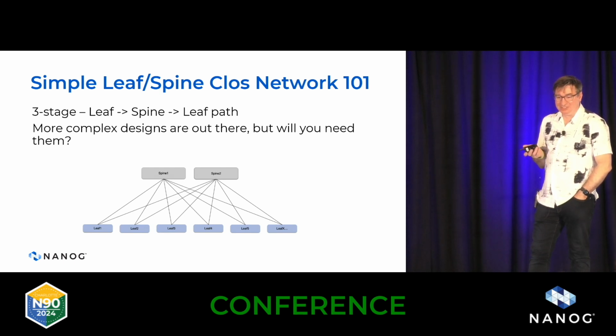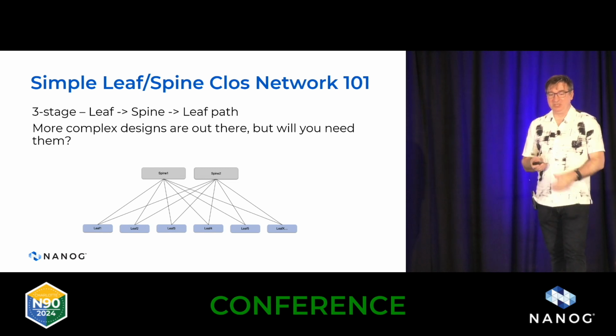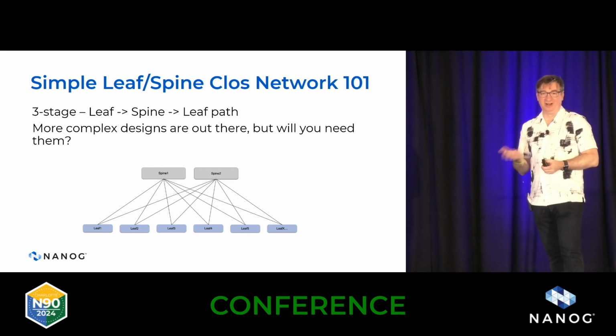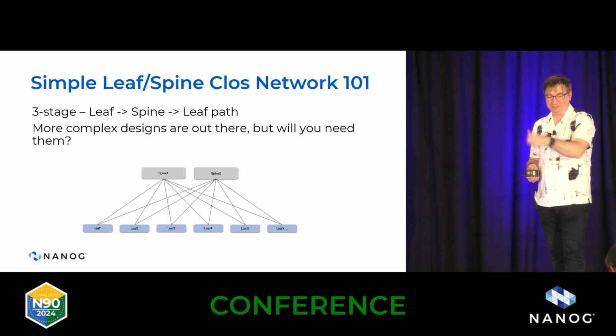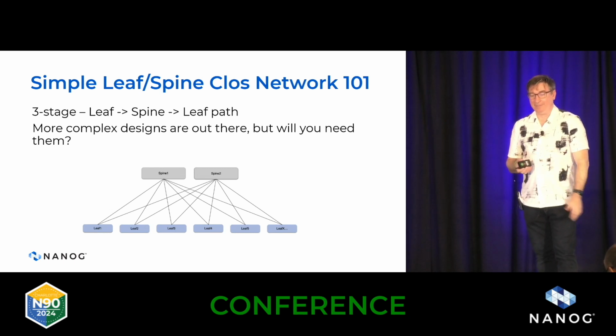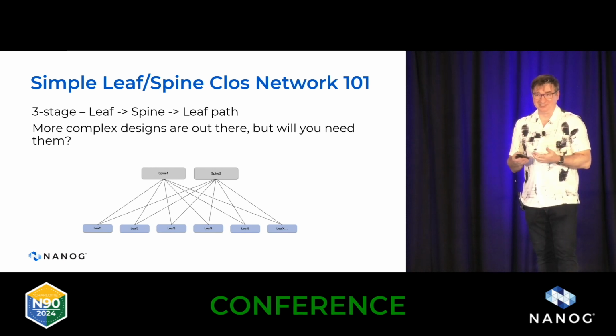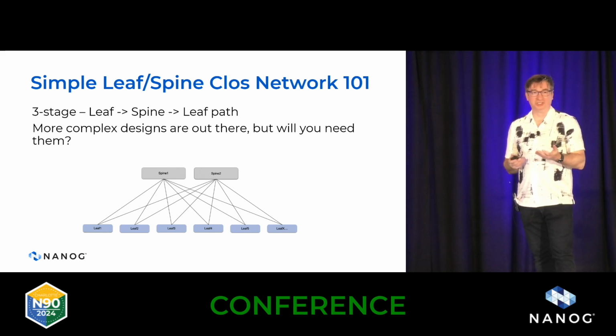We'll start extremely simple here. So we call this a 3-stage, and the reason it's called a 3-stage is because every packet flow is going to involve 3 devices maximum, leaf to spine to another leaf. Honestly, this may be all a lot of you need, depending on your scale, if we're talking dozens of racks, not hundreds. Depending on your selection of switches, 2 spines could be all you need, maybe 3.